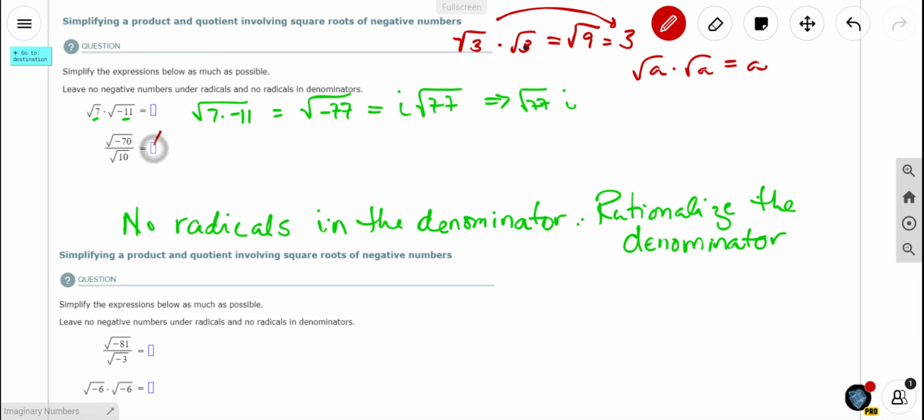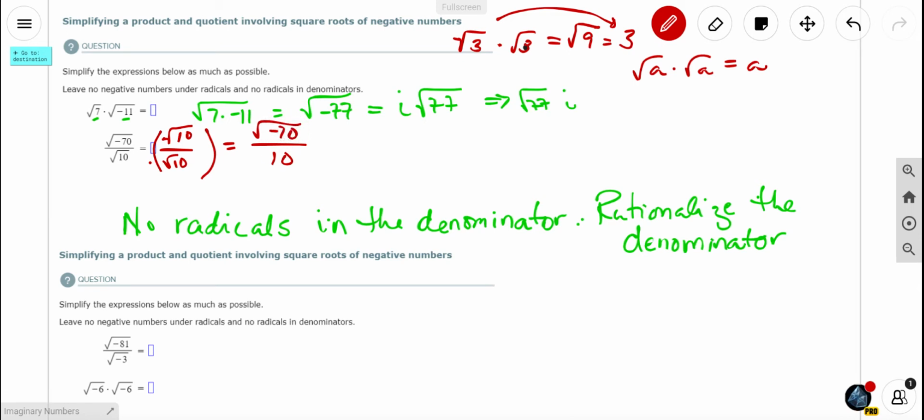And the way we do that is we decide to multiply this by the square root of 10. Why? Because we are going to make this rational, because the square root of 10 times the square root of 10 is the square root of 100, or 10. And then you can't just multiply the denominator. We also have to do it on the numerator. See, this is just a fancy form of 1. So we're going to get the square root of negative 70.